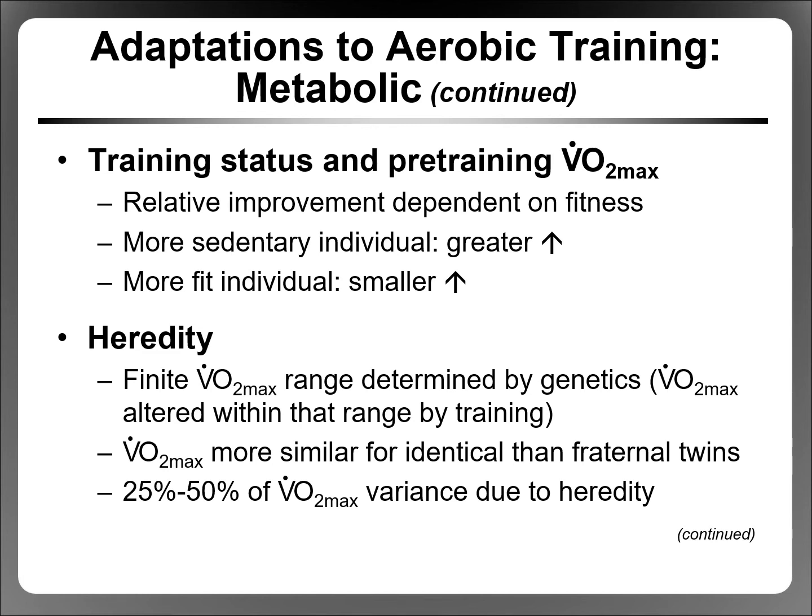We can account for the variation in VO2 max to be somewhere between 25 and 50% due to genetics. So, for example, someone like me, who really is not a distance or endurance athlete by any means, a lot of that is just due to genetics compared to somebody who, say, is a distance runner.